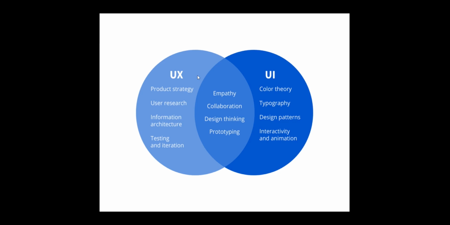Now, moving on to user interface. User interface was what I explained before I explained user experience. User interface meaning how things look, user experience, how things work. User interface deals with color theory, typography, design patterns, interactivity and animation.